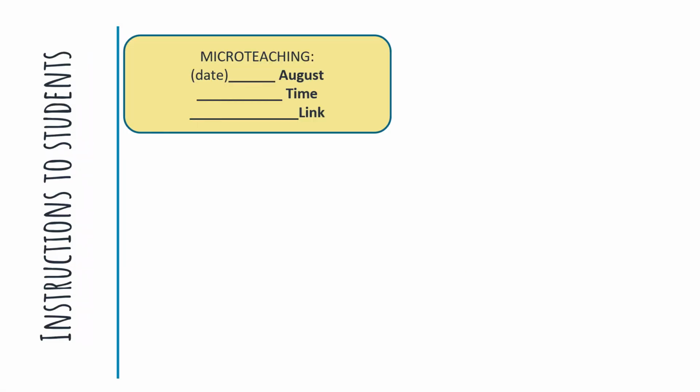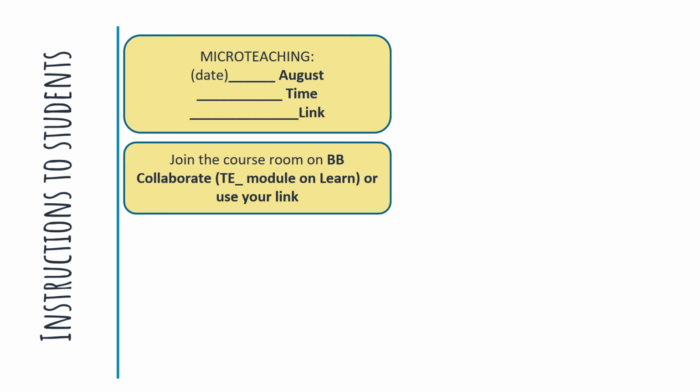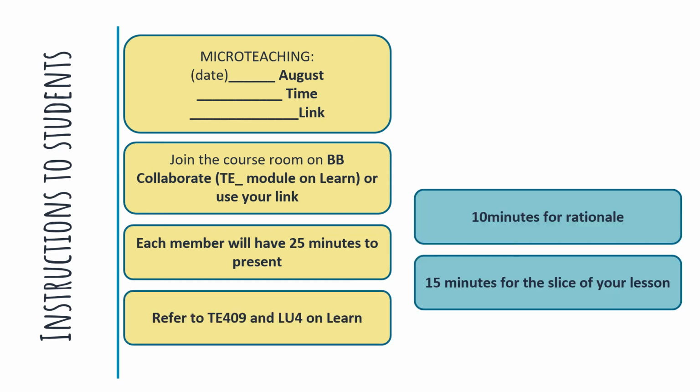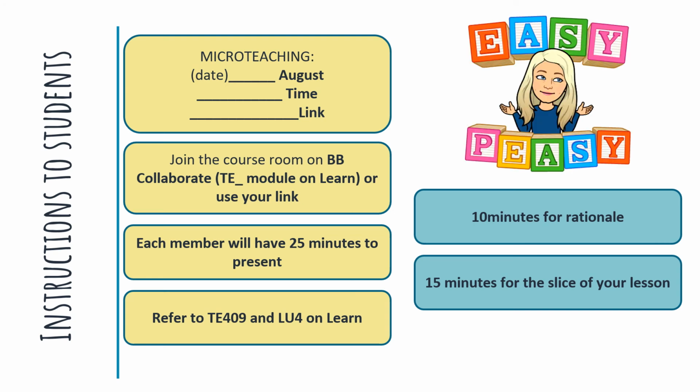So what your students need to know, they need to know the date and time that they will be participating in their online micro-teaching. This should already be communicated by the campuses. They need to either have a link or be instructed to join the course room of their module for TE4 at a specific time. Each peer will have a 25 to 30 minute time slot during that peer session. 10 minutes for the rationale, 15 minutes for the slides of their lesson, and encourage your students to make sure that they work carefully through TE409 as well as Learning Unit 4 on Learn.